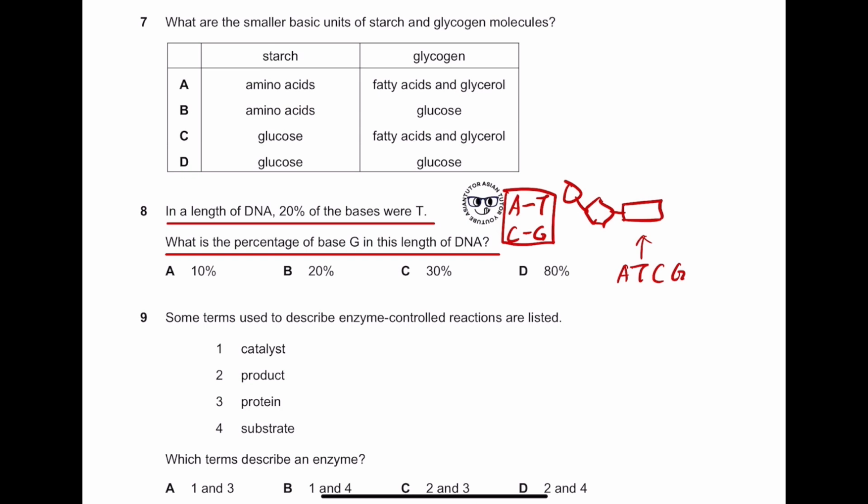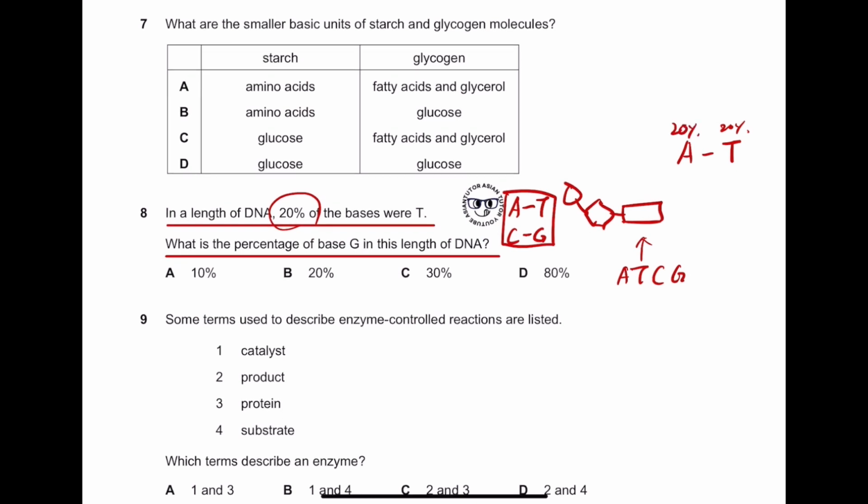Okay, so it says 20% of the bases in the DNA were T. So T is 20%, which means it will only bind with A. So there are 20% of A bases as well. They'll make up 40%, and of course the rest, C and G together, will make up 60%. If you divide 60% by 2, you get 30%. So there are about 30% of C's and 30% of G's. Hence, the answer should be C for this one. All right?